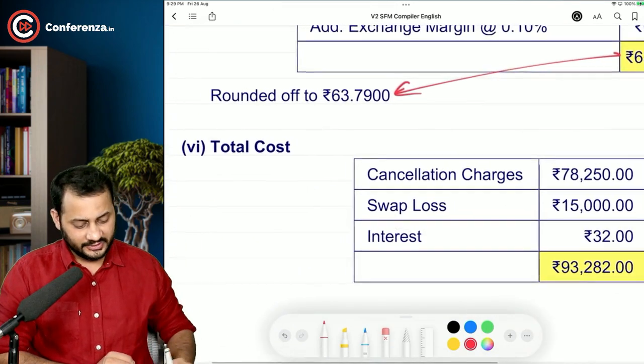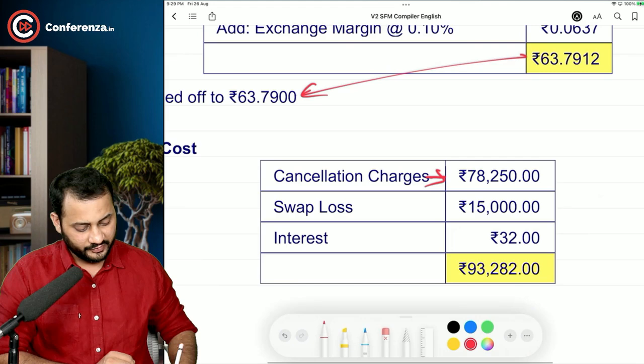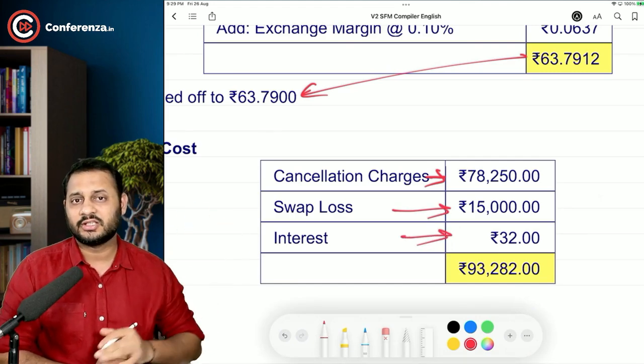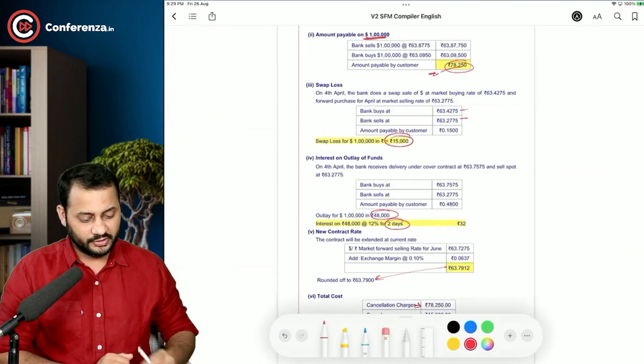The total cost is the cancellation charges of 78,250, swap loss of 15,000 and interest of 32 rupees. This is the total cost that the customer will have to pay. I hope you understood this entire question.